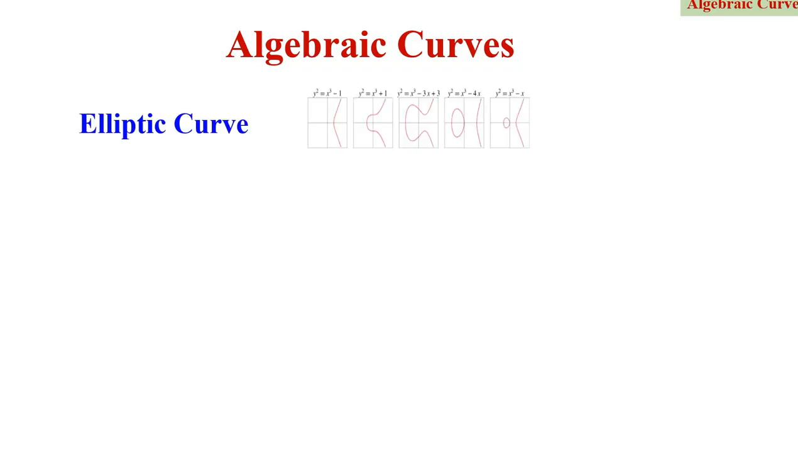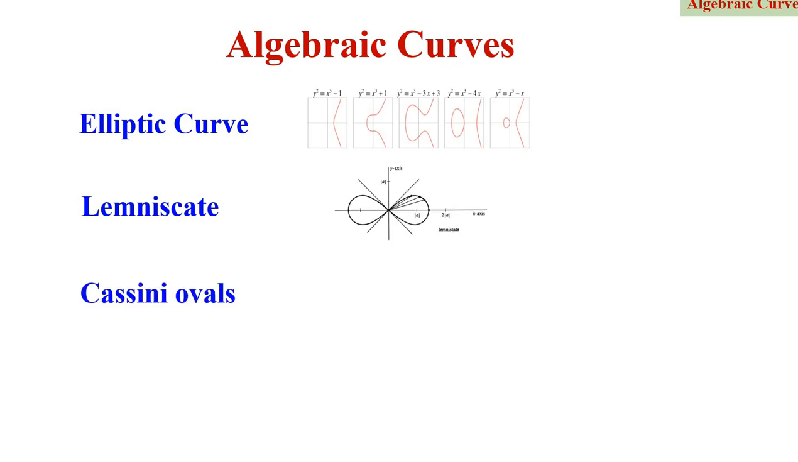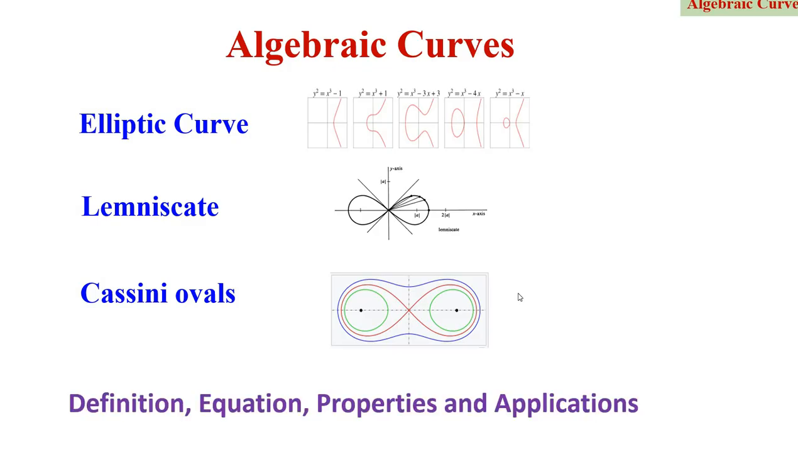Now, if we consider algebraic curves, you can have elliptic curve, lemniscate, and Cassini ovals, that in detail if you want to give, you can give. If you are considering more and more curves, a basic definition, properties and applications is enough. Of course the equation is to be mentioned. So definition, equation, properties and application should be mentioned.